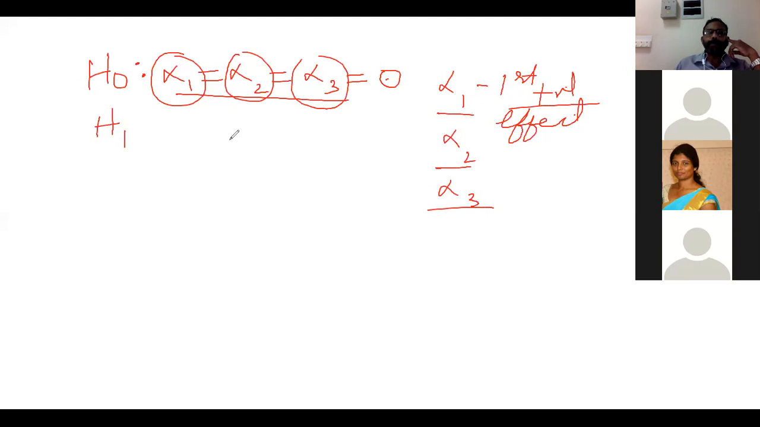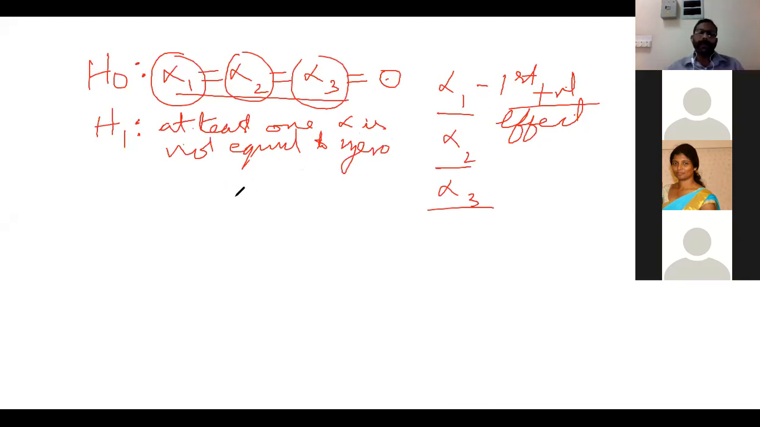Okay? All right. So for the alternative, you can write: at least 1 alpha is not equal to 0. At least 1 alpha is not equal to 0. So that is your null and the alternative hypothesis.